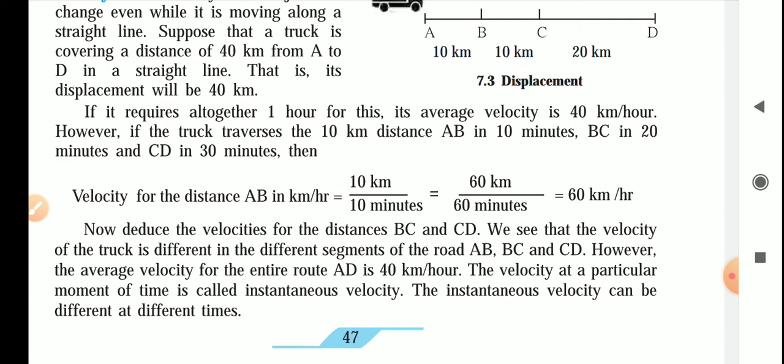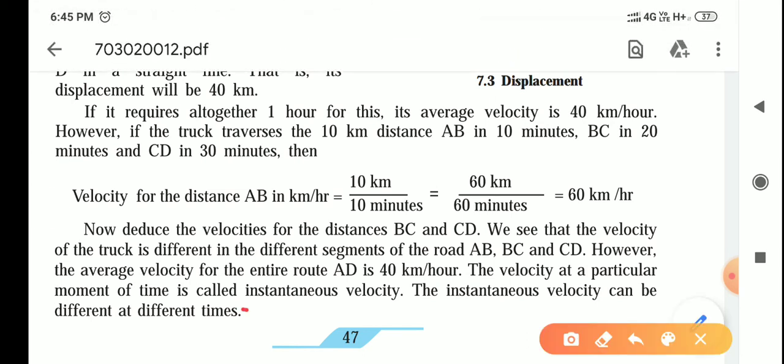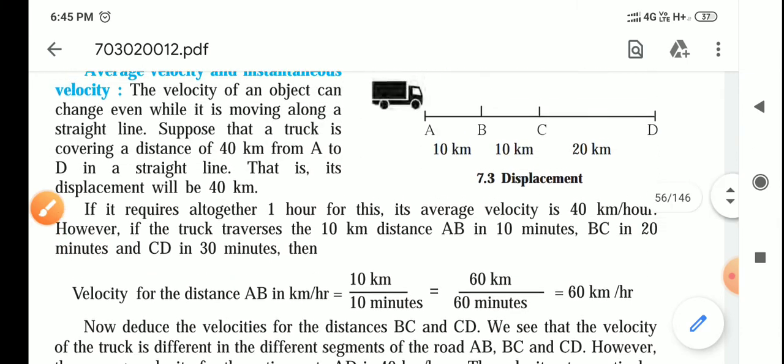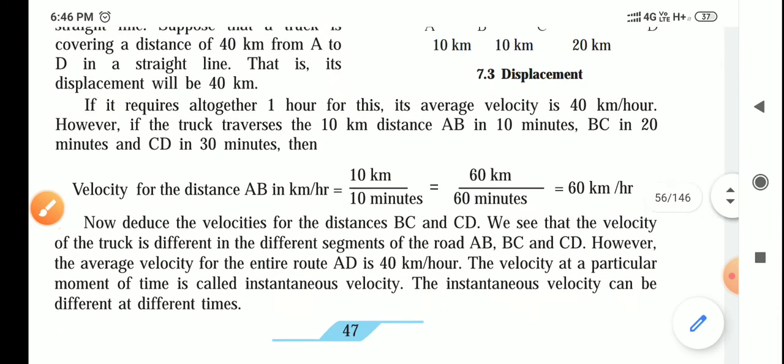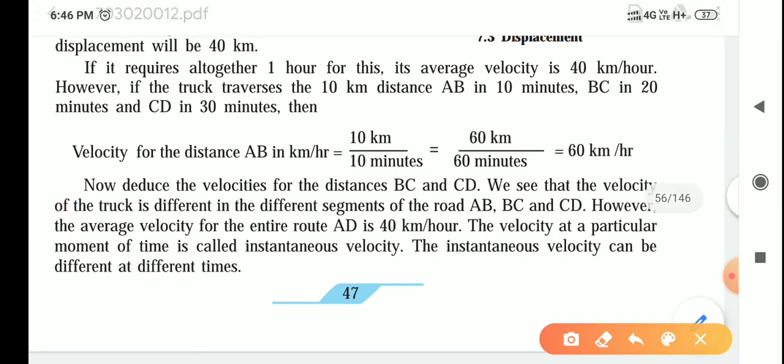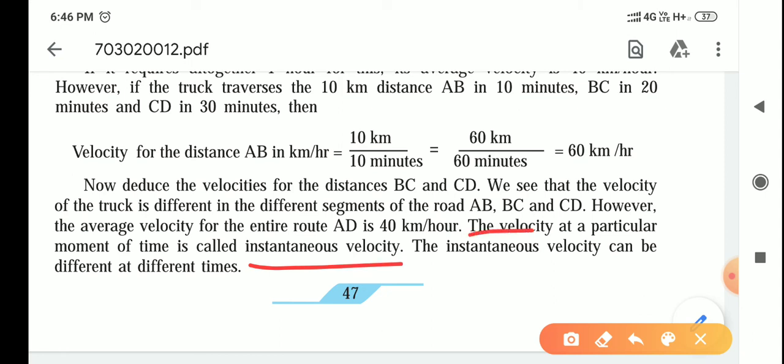The velocity at a particular moment of time is called instantaneous velocity. So we have already seen what is average velocity. Average velocity for the entire route AD is 40 km per hour. You can calculate the velocity for different sections as well, depending on their displacement and time required. Now, what is instantaneous velocity? The velocity at a particular moment of time is called instantaneous velocity.